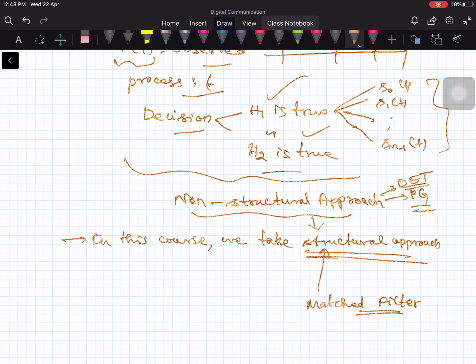This approach is called the non-structural approach, and at this stage we cannot use the non-structural approach in our UG class, especially in digital communication. It is a full-fledged course, detection and estimation theory. It is a full semester course, a separate course. Therefore, we will adopt a separate approach that is called the structural approach. The matched filter is the best example of the structural approach, which we will discuss in the next lecture. Okay, thank you very much.